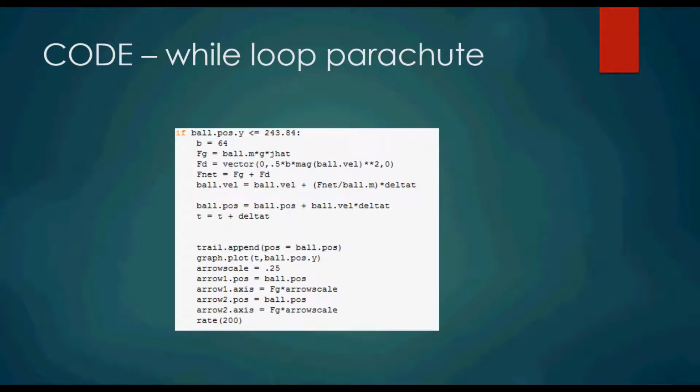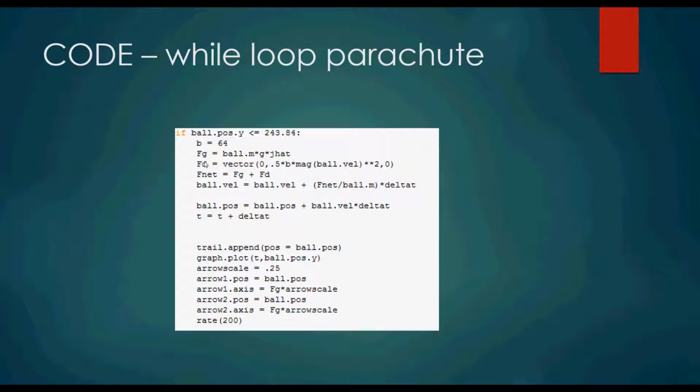Now we get to the main calculation. This part of the while loop calculates his position and velocity after releasing the parachute, and I found that he releases the parachute at 2,438 meters in the air. However, to make things easier, I divide by 100 again. And as you can see, B is equal to 64.